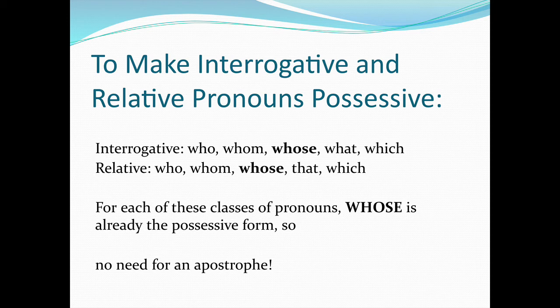And for both interrogative and relative pronouns, the word whose is already possessive. So you don't need an apostrophe because that word is already a possessive word. Just like in the personal pronoun chart, how they have an entire possessive column, this is basically the possessive column of the interrogative and relative pronoun chart.